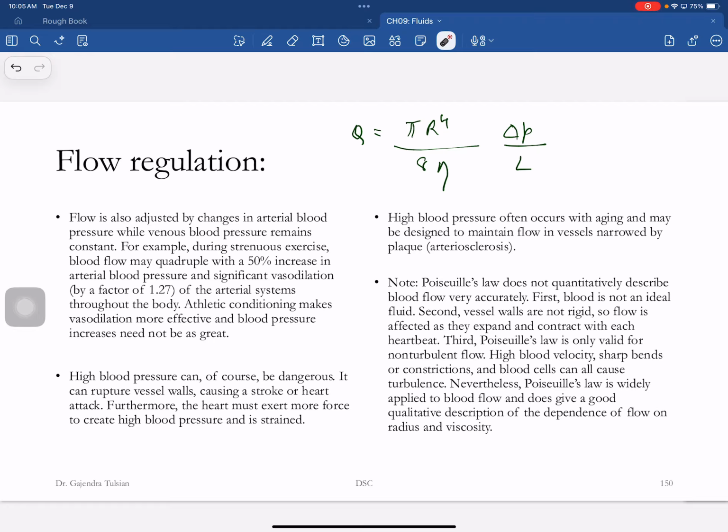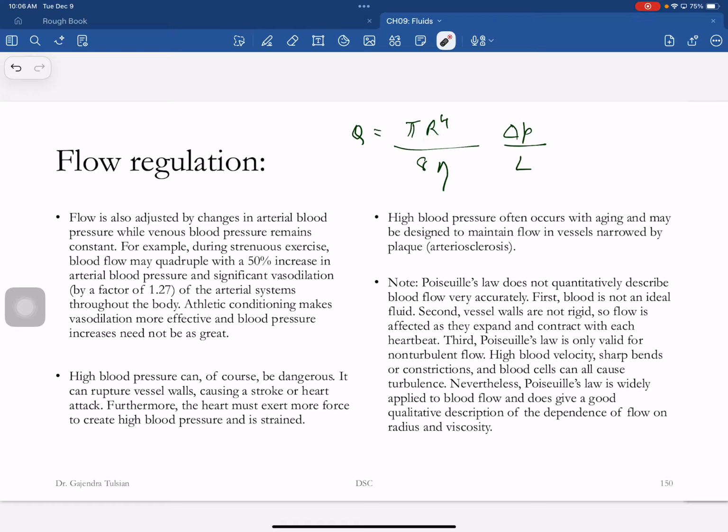Yeah. So how do you solve that problem? You have to increase the radius of the blood vessels. You have to have vasodilation. During strenuous exercise, the blood flow may quadruple with a 50% increase in arterial blood pressure. So your blood pressure can go from 120 to 180 millimeters of mercury, and significant vasodilation, so the radius would increase by 30%.